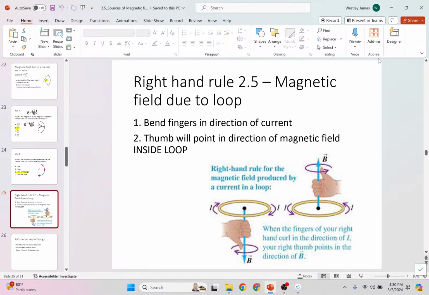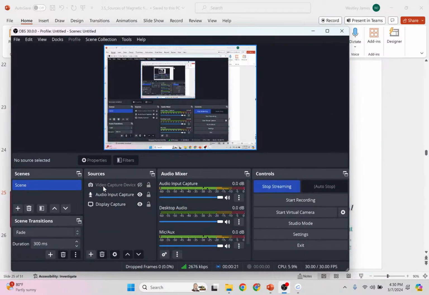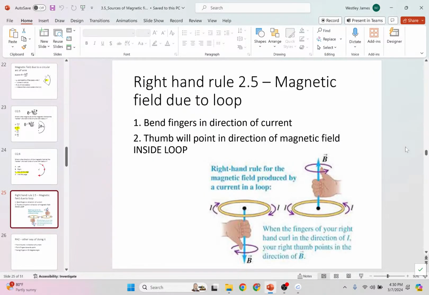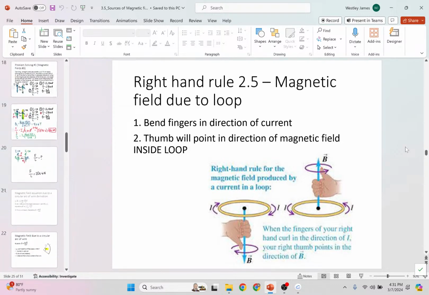So, last class we talked about wires making magnetic fields, and we did right-hand rules. I gave you the equations for the magnetic field due to an infinite wire. At the very end, I gave you the equation for the magnetic field due to an arc of wire. And those are fairly straightforward.